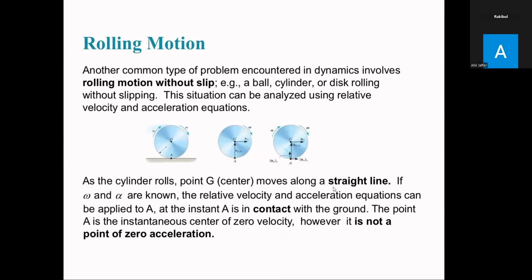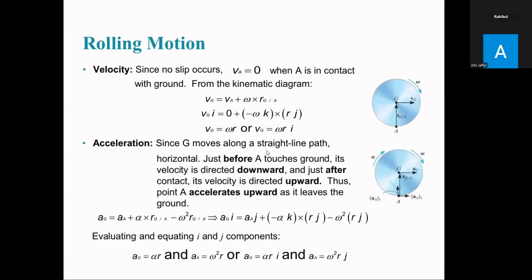Another motion is rolling motion. For rolling motion, you know where the instantaneous center is. For rolling motion, this is not the center of zero acceleration. This is the center of instantaneous velocity. For velocity, I'm not talking about acceleration. I'm just talking about velocity.